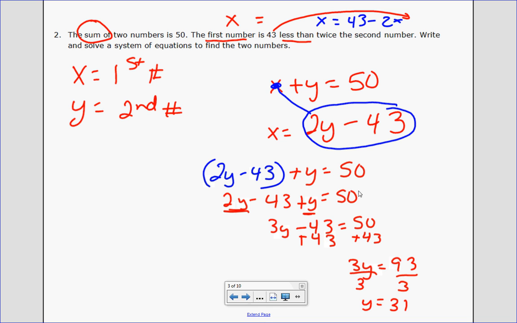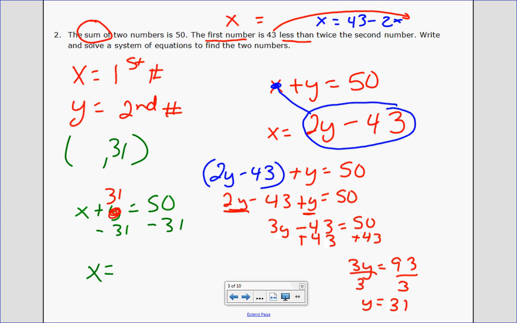Now, so wait, let's see. Y is 31. You know how normally I would have chosen this one where it says X equals? Look at this equation. X plus Y equals 50. If you know Y right here is 31, what's X? X equals 19, right? This one, X plus Y equals 50, is much easier and quicker than doing the other one. But you still get the same answer even if you use the bottom one. So those would be my two numbers.